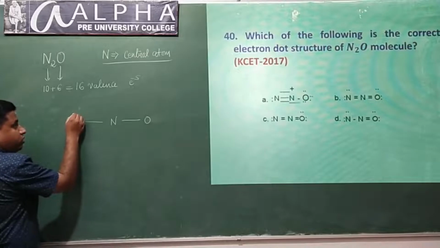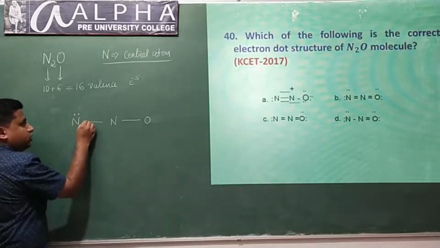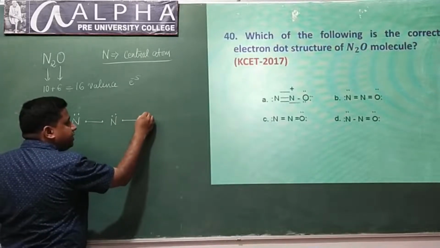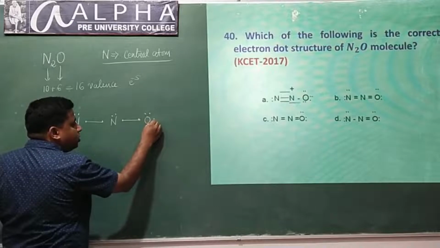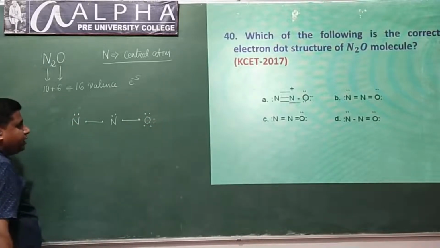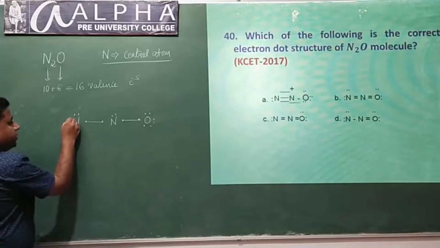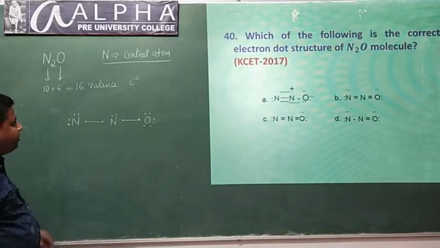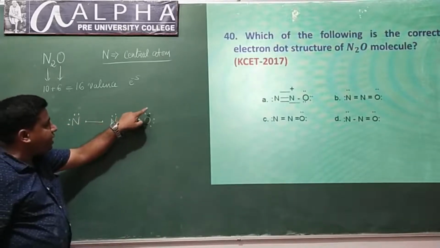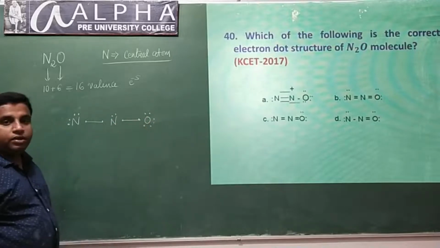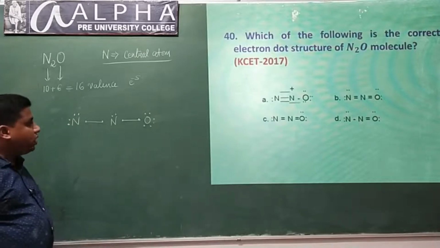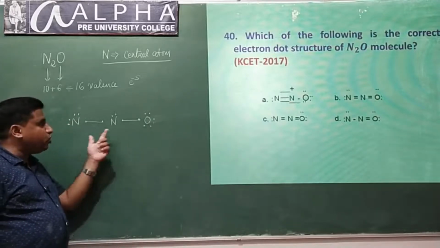Look here, how I'm going to distribute. 1 2 3 4 5 6 7 8 9 10 11 12 13 14, 15, 16. Just check. We have distributed the 16 valence electrons. Fine. Now just check whether the octet structure is complete for all the atoms.